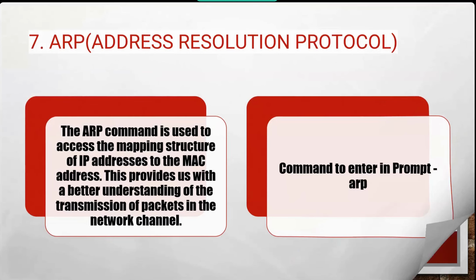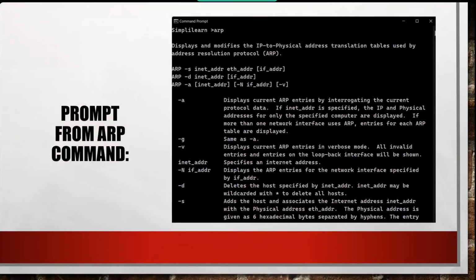In the command prompt, we can make use of ARP, and there are various switches we can use, such as -a, -g, -v, and various others. What we most commonly use is arp -a, which displays the ARP entries in the table.